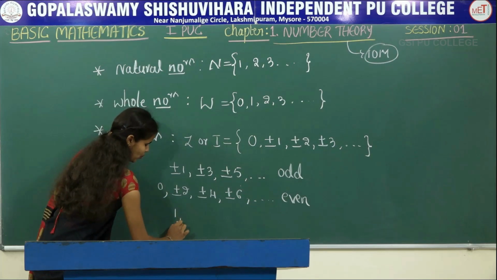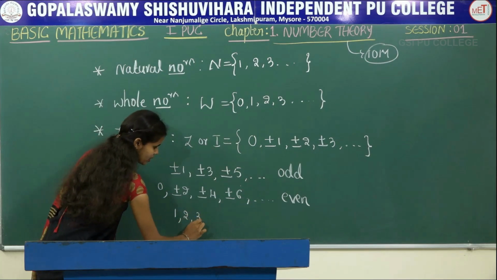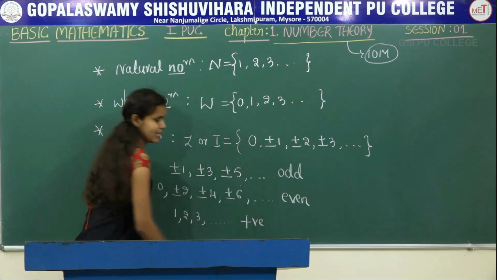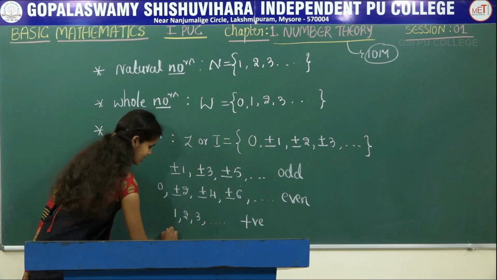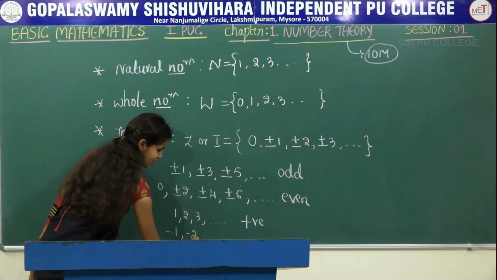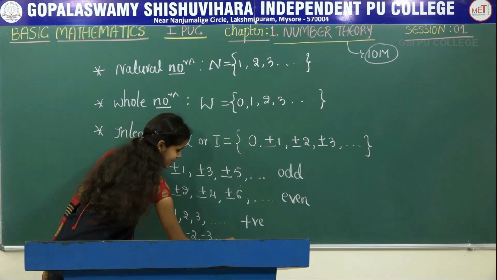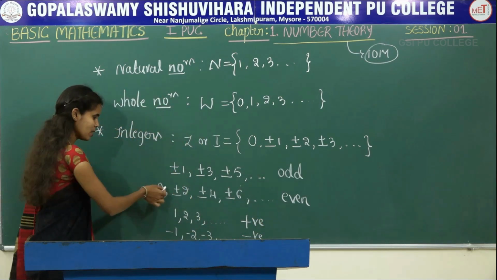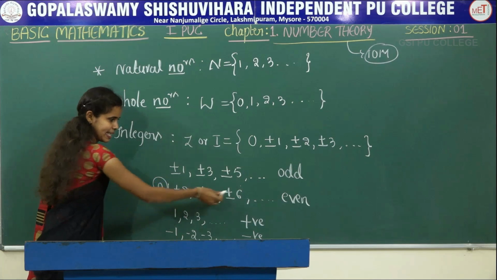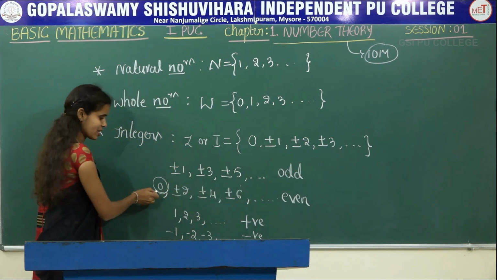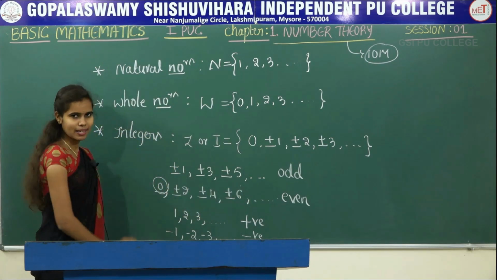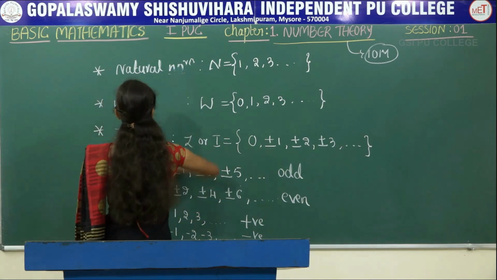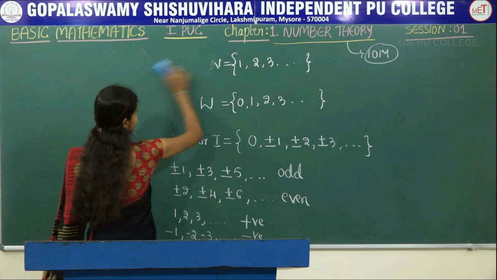Next, 1, 2, 3, etc. are called positive integers. Minus 1, minus 2, minus 3, etc. are called negative integers. Here observe, 0 is an even number, but 0 is neither positive nor negative. Okay. So next number system is prime numbers.